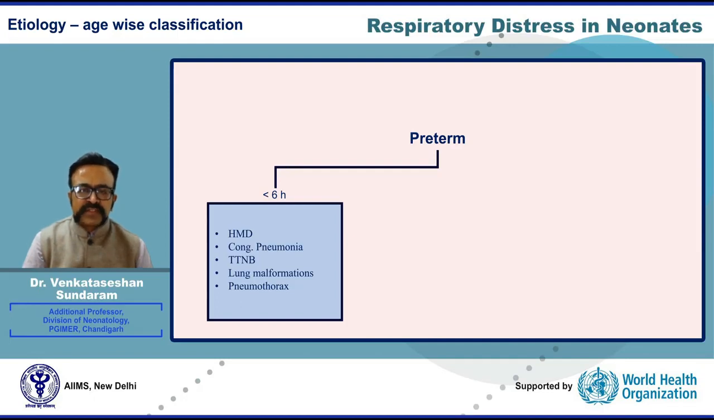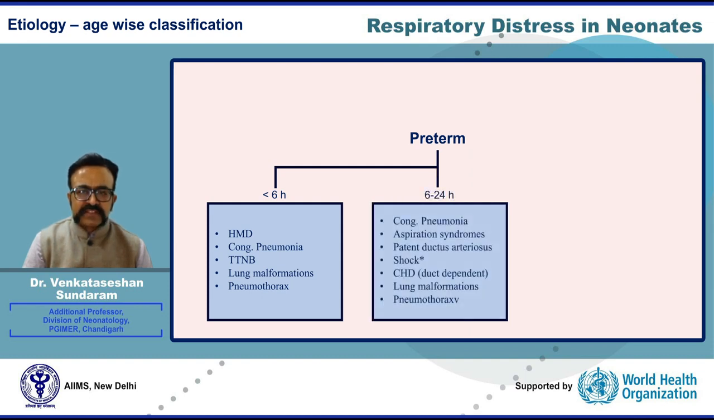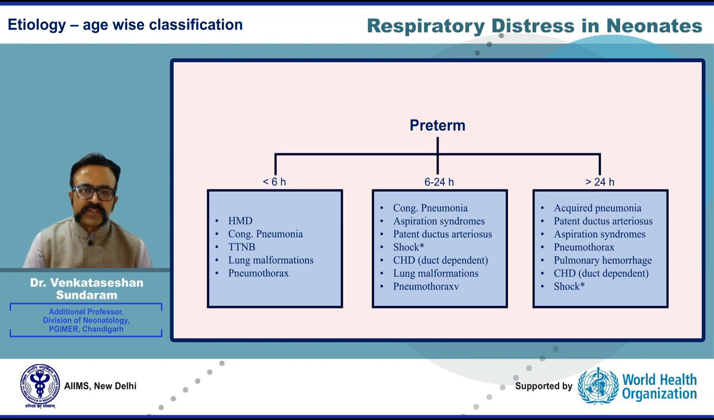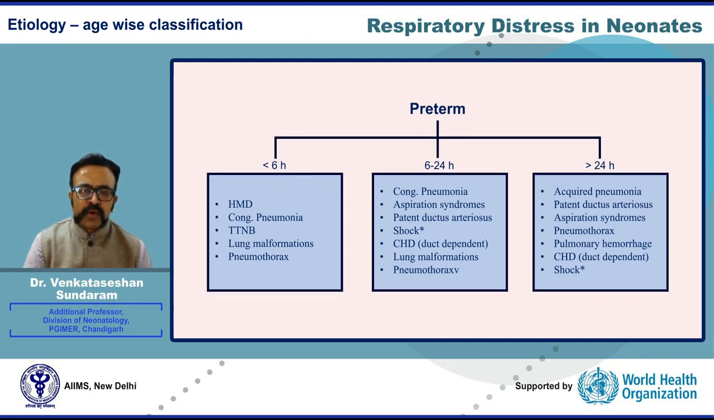The third important cause is transient tachypnea of newborn. Aspiration syndromes contribute a lot in cases which present a little late, but generally in the first day of life. Healthcare infections, cardiac causes such as shock and duct-dependent heart diseases also play an important role, but later in life. Even though transient tachypnea of newborn is commonly believed as a problem in term newborns, contrary to the belief, preterm newborns more commonly present with transient tachypnea of newborn.